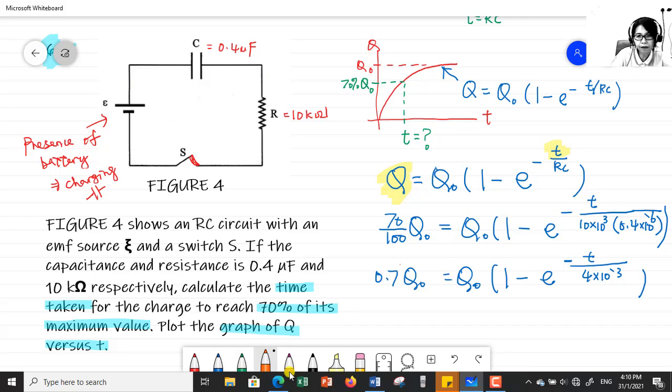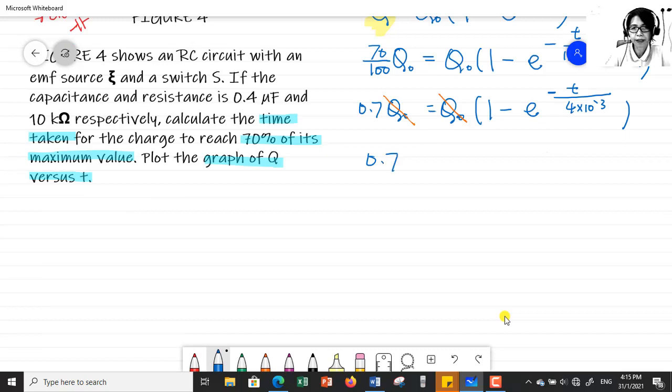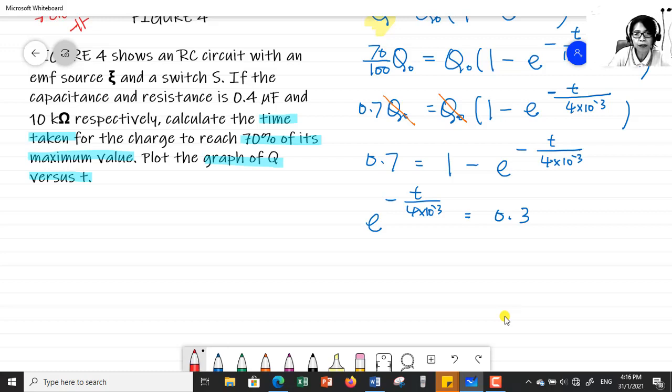Now I stop using mathematics notation. Q0 and Q0 can be cancelled. So I have 0.7 on one side, and on the other side 1 minus e to the power of negative t over 4 times 10 to the power of negative 3. Then I move the exponent to this side, so the negative is cancelled. I rearrange the equation: 1 minus 0.7, I get 0.3, equals e to the power of negative t over 4 times 10 to the power of negative 3. Then I take ln on both sides of the equation.